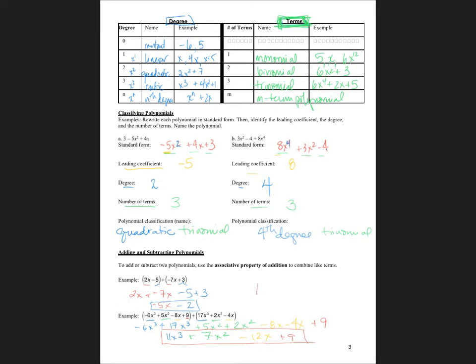The first one would be a linear binomial. Final answer, cubic 4-term polynomial. Might as well.